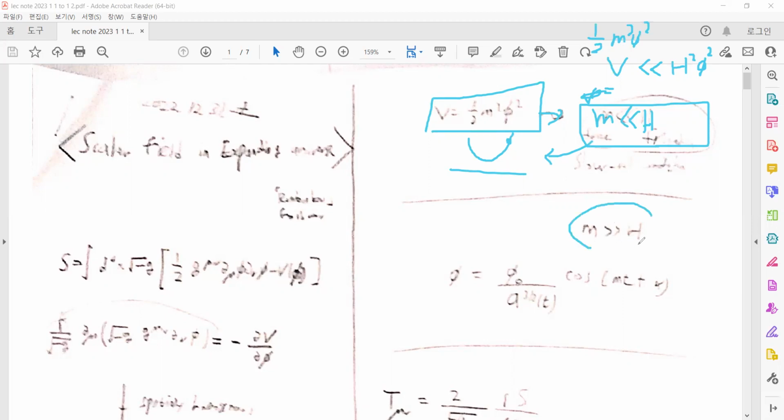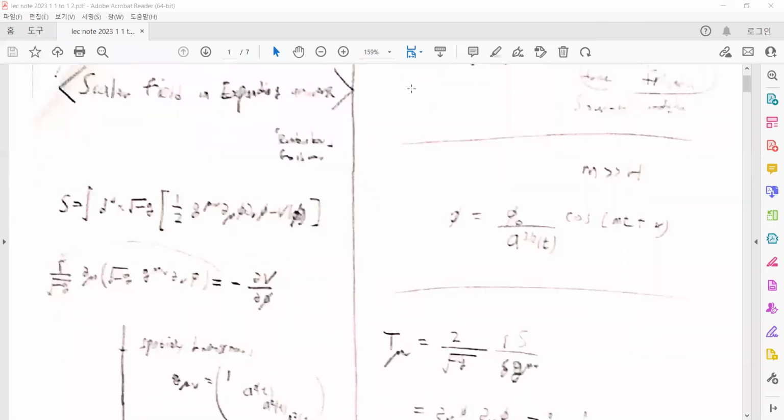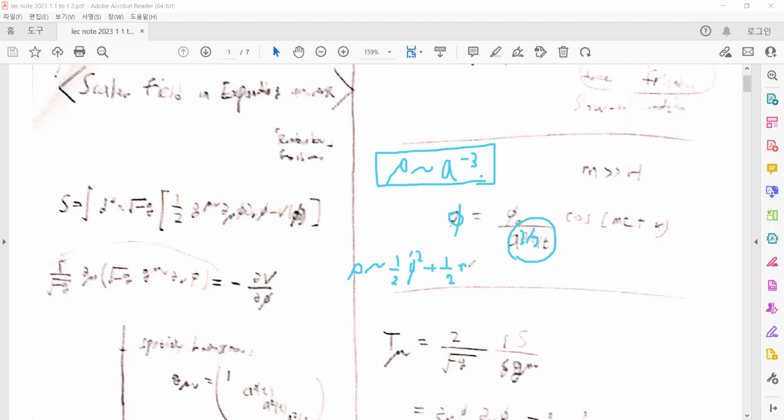In contrast, if the mass of the scalar field is much larger than the Hubble friction, then the scalar field has matter-like behavior. Because it is matter-like, the density of the matter-like constituents is proportional to a to the minus 3. The energy density is proportional to 1/2 phi dot squared plus 1/2 m squared phi squared. If we insert the oscillating solutions for phi dot and phi, we can normalize the solution.